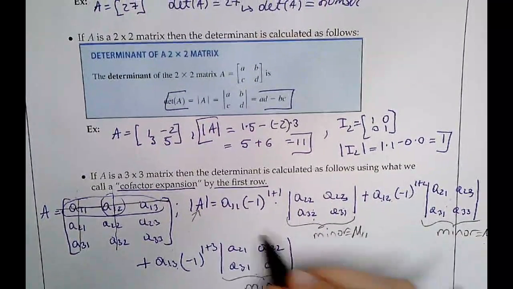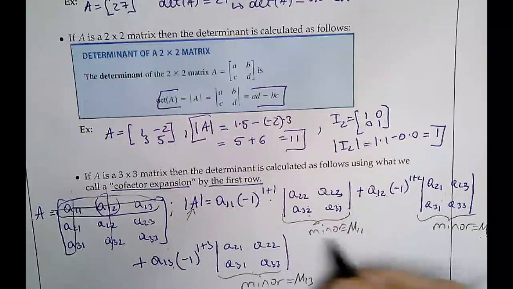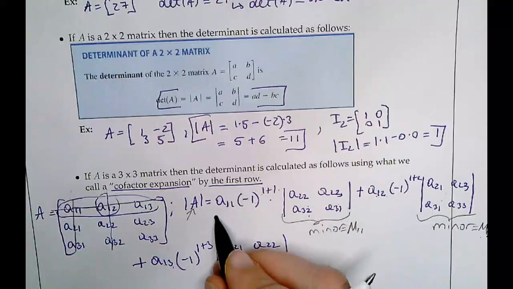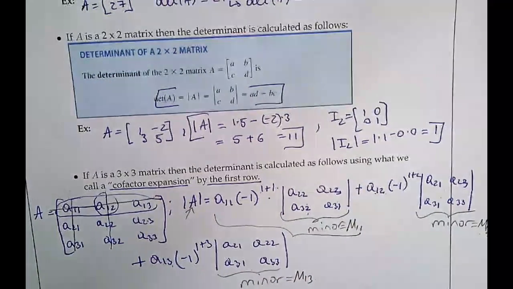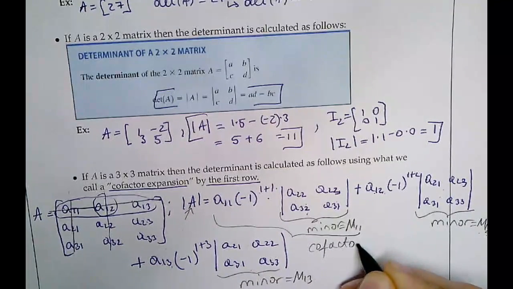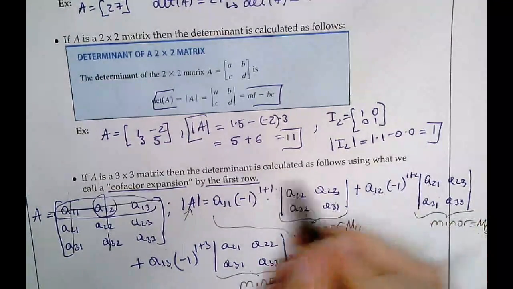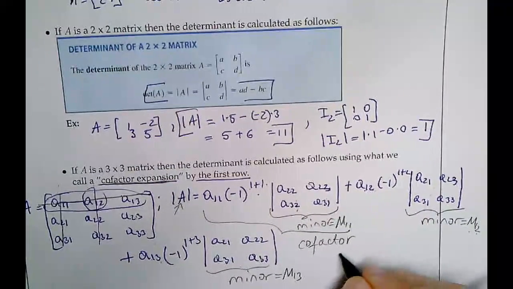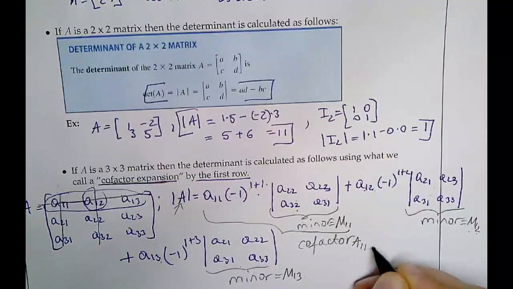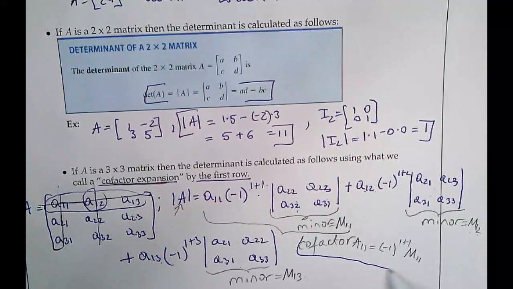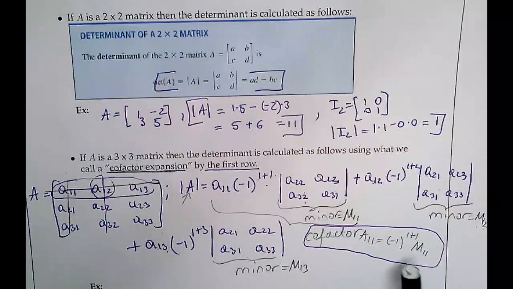So that's the minors. And then if you include the negative 1 to the 1 plus 1, this whole thing with the minor is going to be called a cofactor. So that's where the name comes from, cofactor expansion. So the cofactor A11 is going to be negative 1 to the 1 plus 1 times the minor M11. And similarly for the other ones.